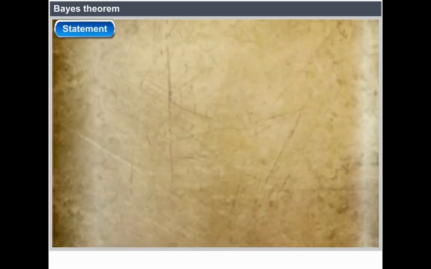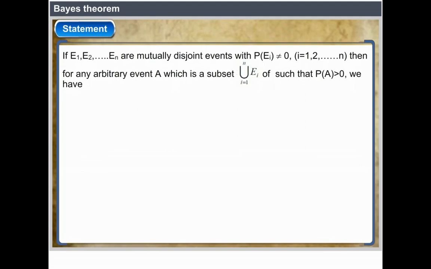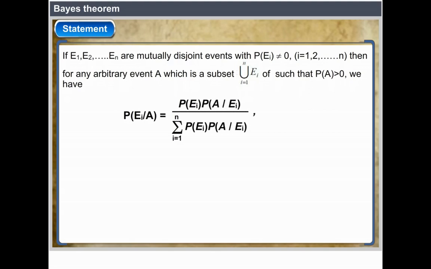Bayes theorem statement: if E1, E2, etc., En are mutually disjoint events with P of Ei not equal to 0, where i equals 1, 2, etc., n, then for any arbitrary event A which is a subset of union i equal to 1 to n Ei, such that P of A greater than 0, we have P of Ei given A equal to P of Ei into P of A given Ei divided by summation i equal to 1 to n P of Ei into P of A given Ei, where i equal to 1 to n.